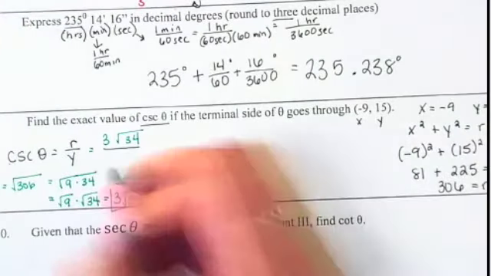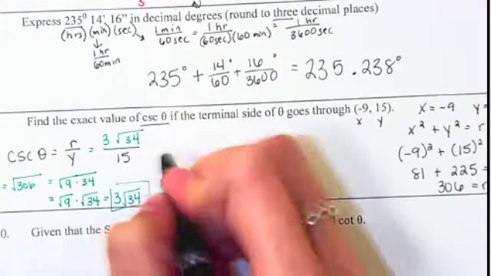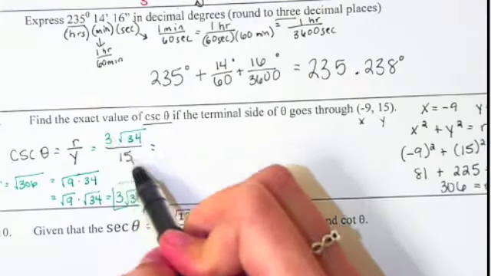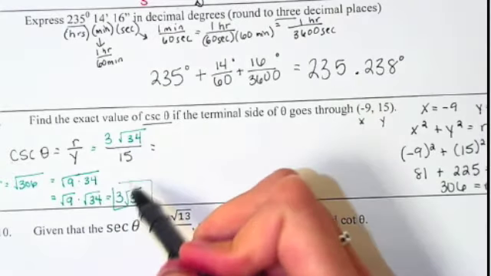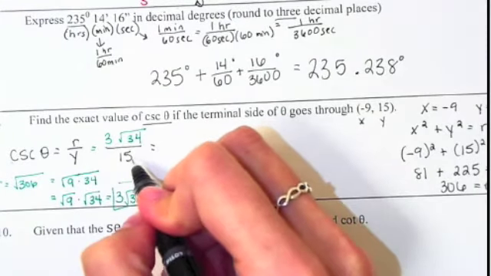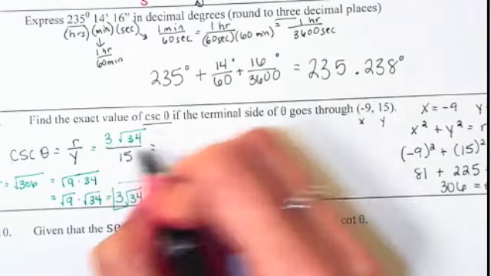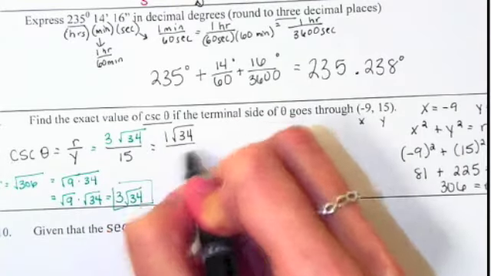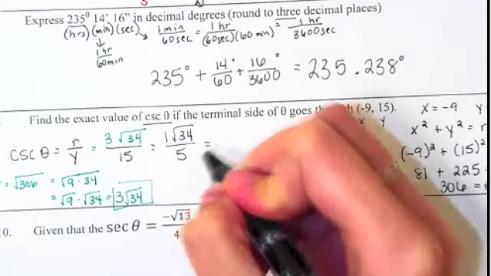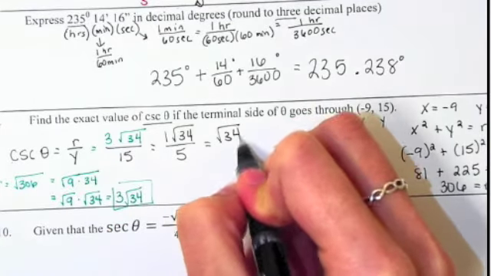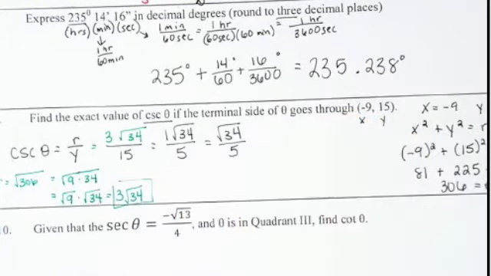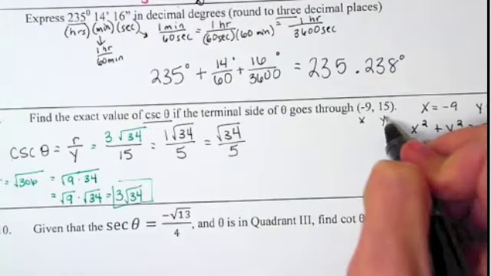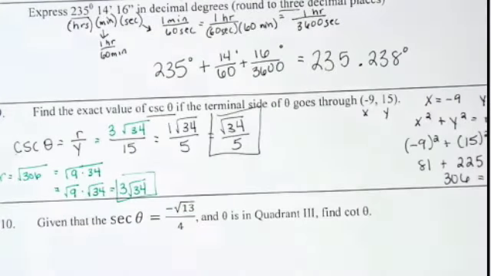So my r is 3 square roots of 34 over, and I previously said that my y is 15. Now you should always check to see if you can simplify. I see that I have a multiple of 3 on both top and bottom. So I'm going to simplify the top and bottom by 3. 3 goes into 3 1 time, so that's 1 square root of 34. 3 goes into 15 5 times. Instead of 1 square root of 34, just write square root of 34 over 5. So cosecant of this theta that gets me to this point is square root of 34 over 5.